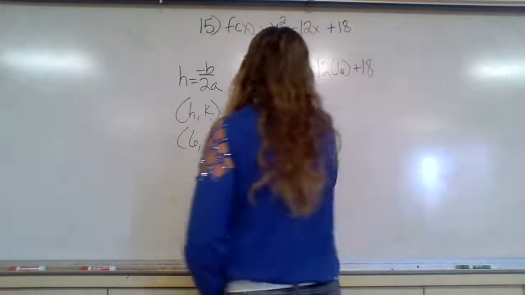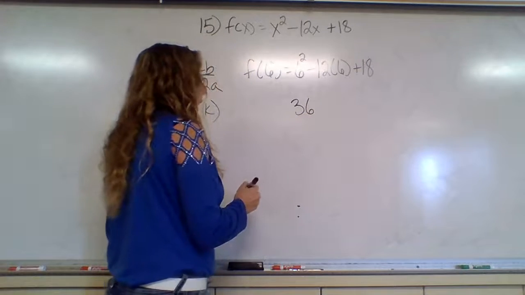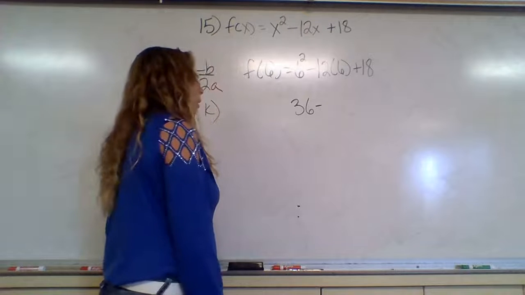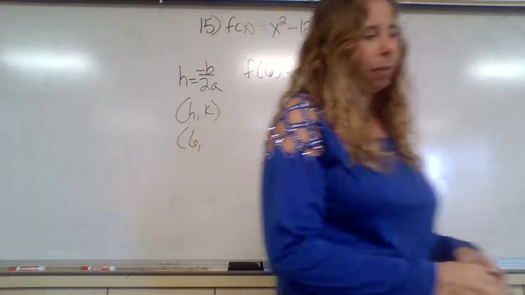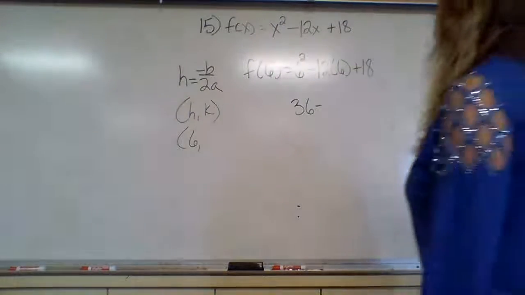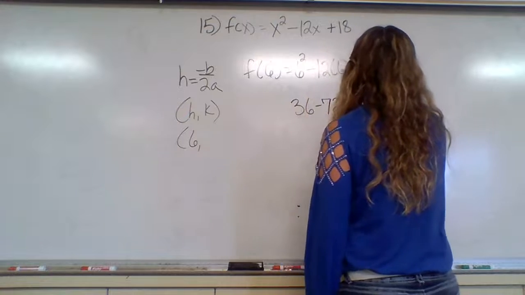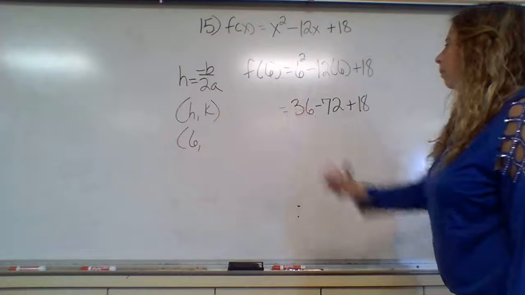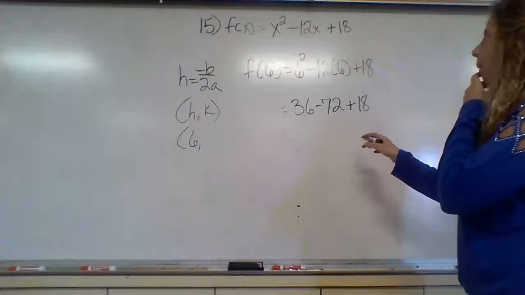So 6 squared is 36. Negative 12 times 6 is going to be negative, 12 times 6. Yeah, I don't know. I can't do math. Wait, I do know. 72. Minus 72 plus 18. Let me make sure. Yeah.